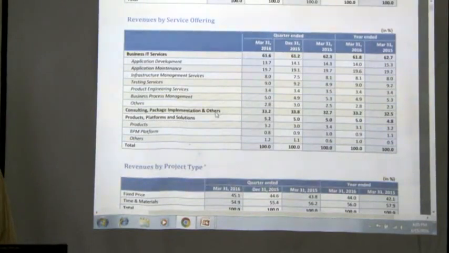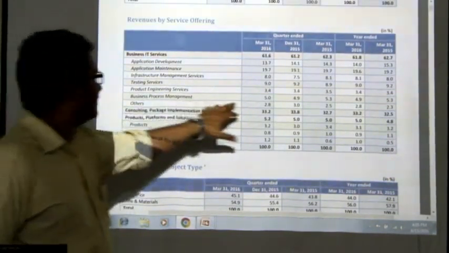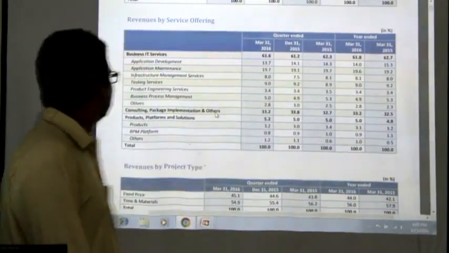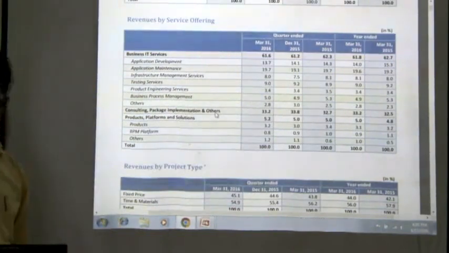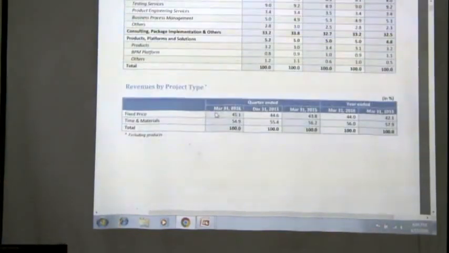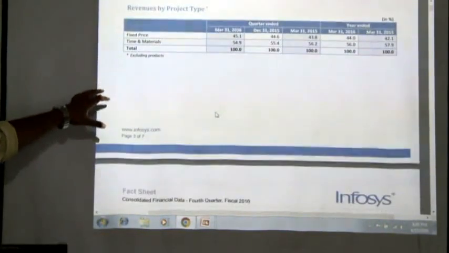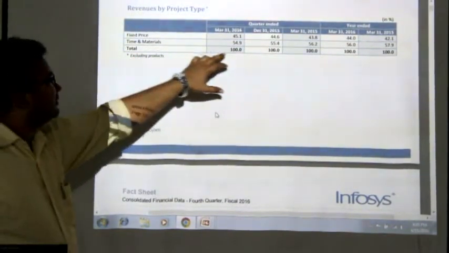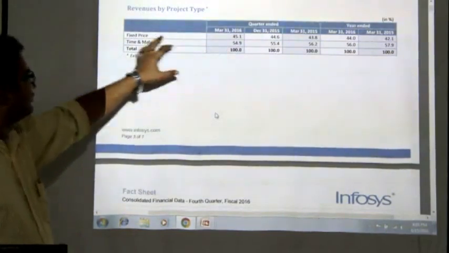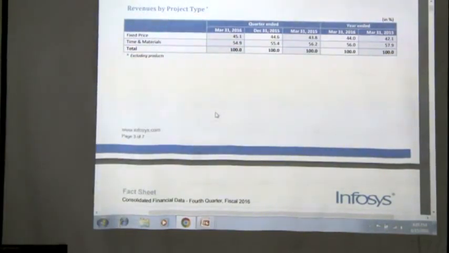The BPO division, the business process management division of Infosys, is fetching only approximately 5% of the revenue, and testing is fetching around 9% of the revenue. So this is how we can fetch the data. So when we talk about the revenue from project type, time and material is consuming 54.9% of revenue, and fixed price is coming around 45% revenue.